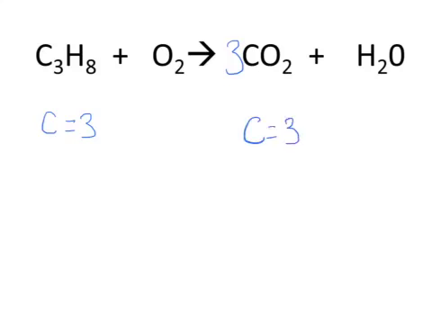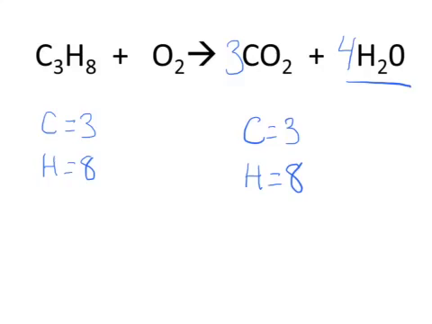Next, let's take our hydrogens. We have 8 on this side of the reaction. To get 8 on this side, let's multiply the water by 4. Now we have 8 hydrogens on both sides. Lastly, let's take a look at our oxygens.